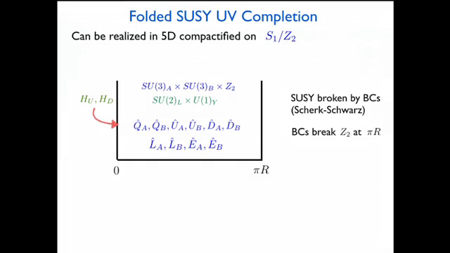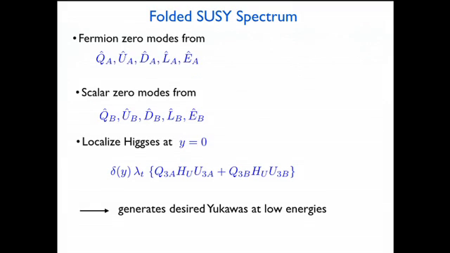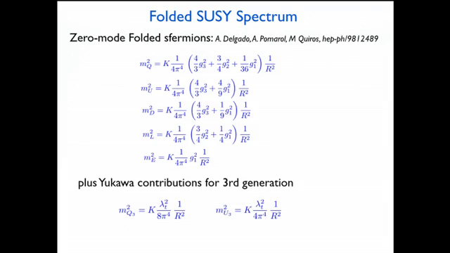I have no time to talk about it, obviously, and so SUSY is broken in an extra-dimensional setup by boundary conditions, and then essentially I end up with this spectrum. This hypermultiplet leads to our fermions, and these hypermultiplets will have scalar zero modes with the wrong color. So this is what we do.